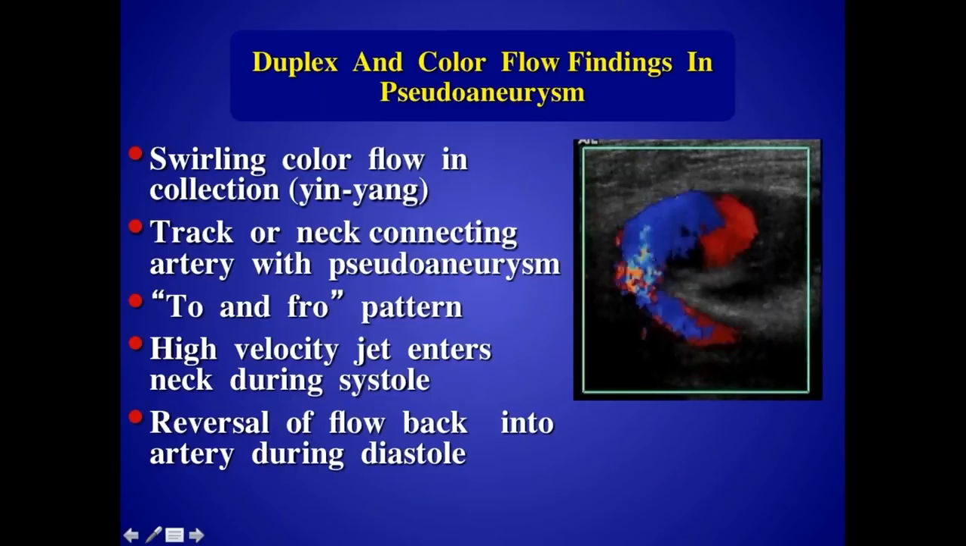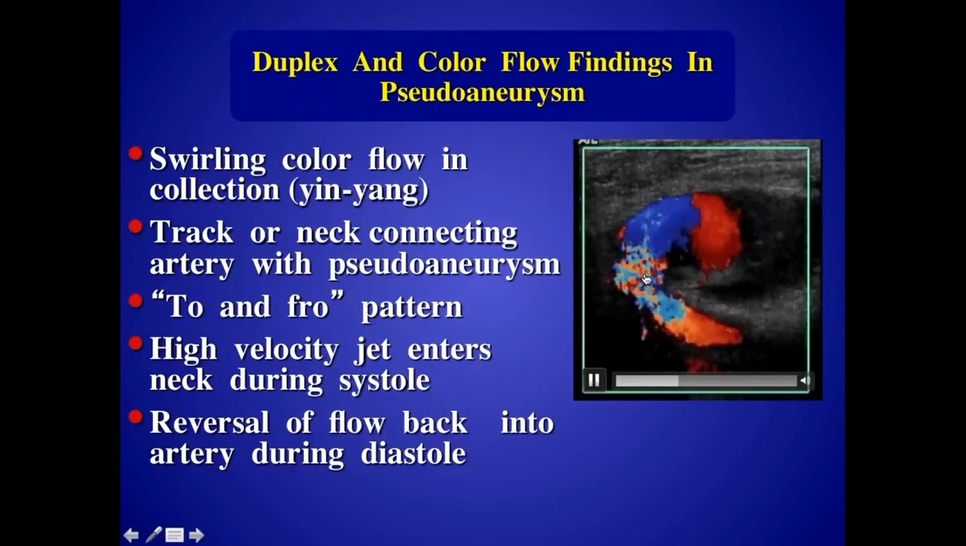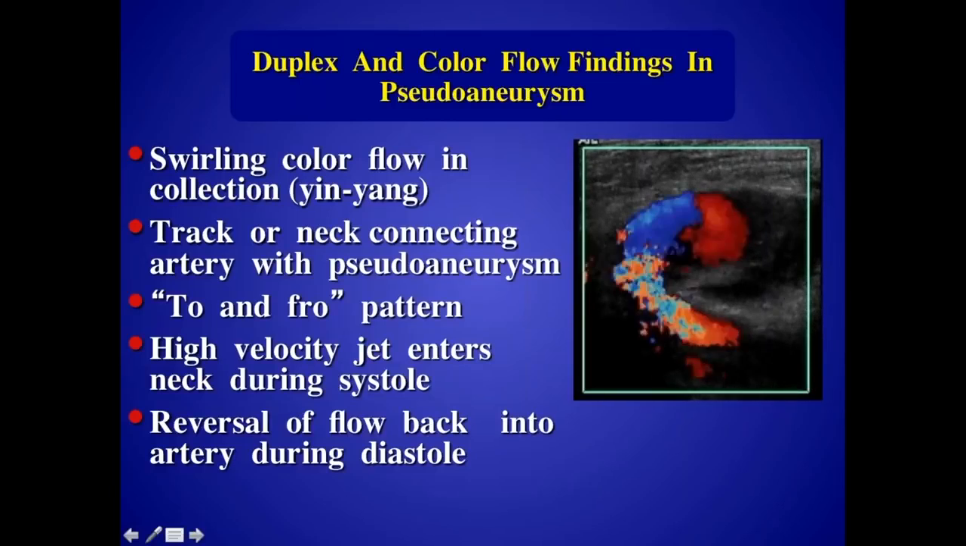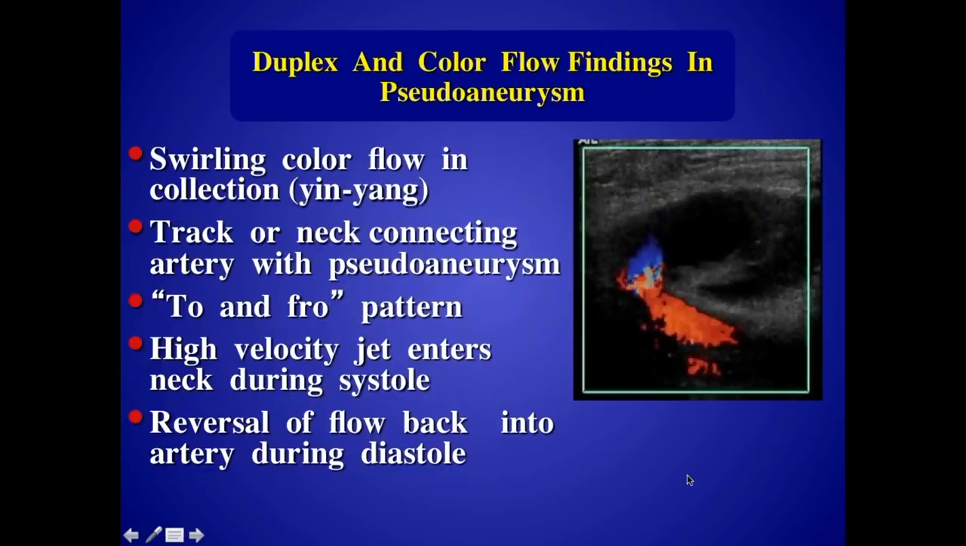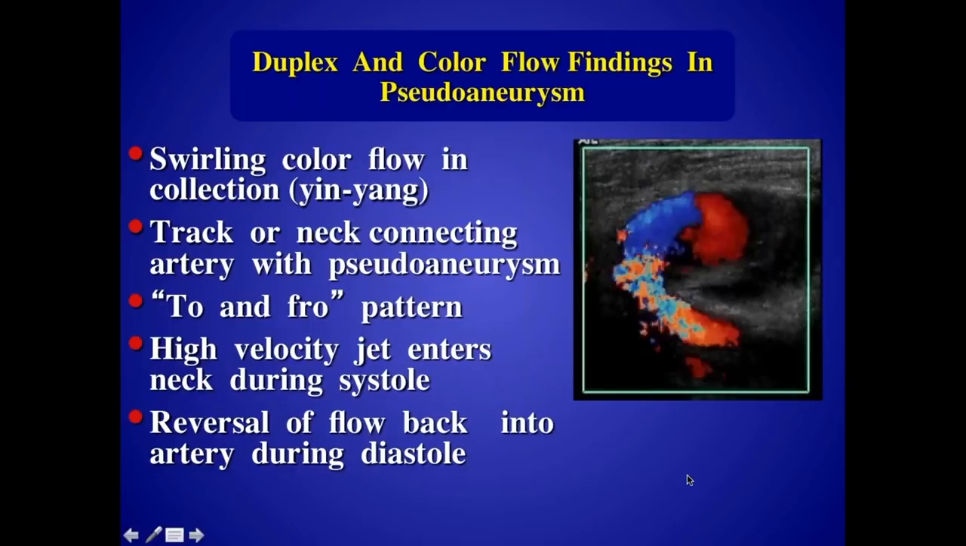So in real time, we see this swirling color flow. And if we freeze it, we get this sort of yin-yang appearance that we say is typical of the pseudoaneurysm. And we'll try to identify that tract or neck which communicates between the feeding artery and the pseudoaneurysm. If we sample in that neck, we are going to get the classic to and fro flow pattern. We only see it in the neck. If we sample inside the pseudoaneurysm, we're just going to see turbulent flow.